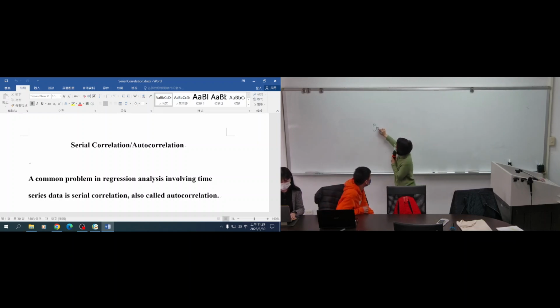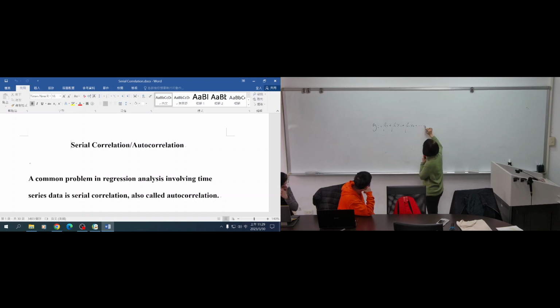When we say yi equal to beta 0, beta 1 x1, beta 2 x2, beta 3, up to beta k xk, plus epsilon, okay? And if we do this for cross-sectional data, then i is from 1 to n. Now the difference between cross-sectional data and time series data is that the order of the cross-sectional data makes no difference.